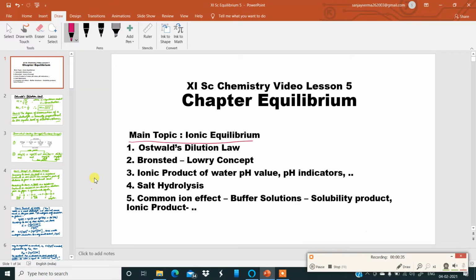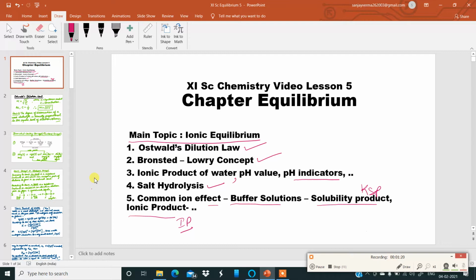Now, under this ionic equilibrium, you'll be learning about Ostwald's dilution law. Then you'll be learning about the Bronsted-Lowry concept of acids and bases. Then ionic product of water, pH value, pH indicators. Then salt hydrolysis, common ion effect, buffer solutions, solubility product, and ionic product in this video lesson 5.